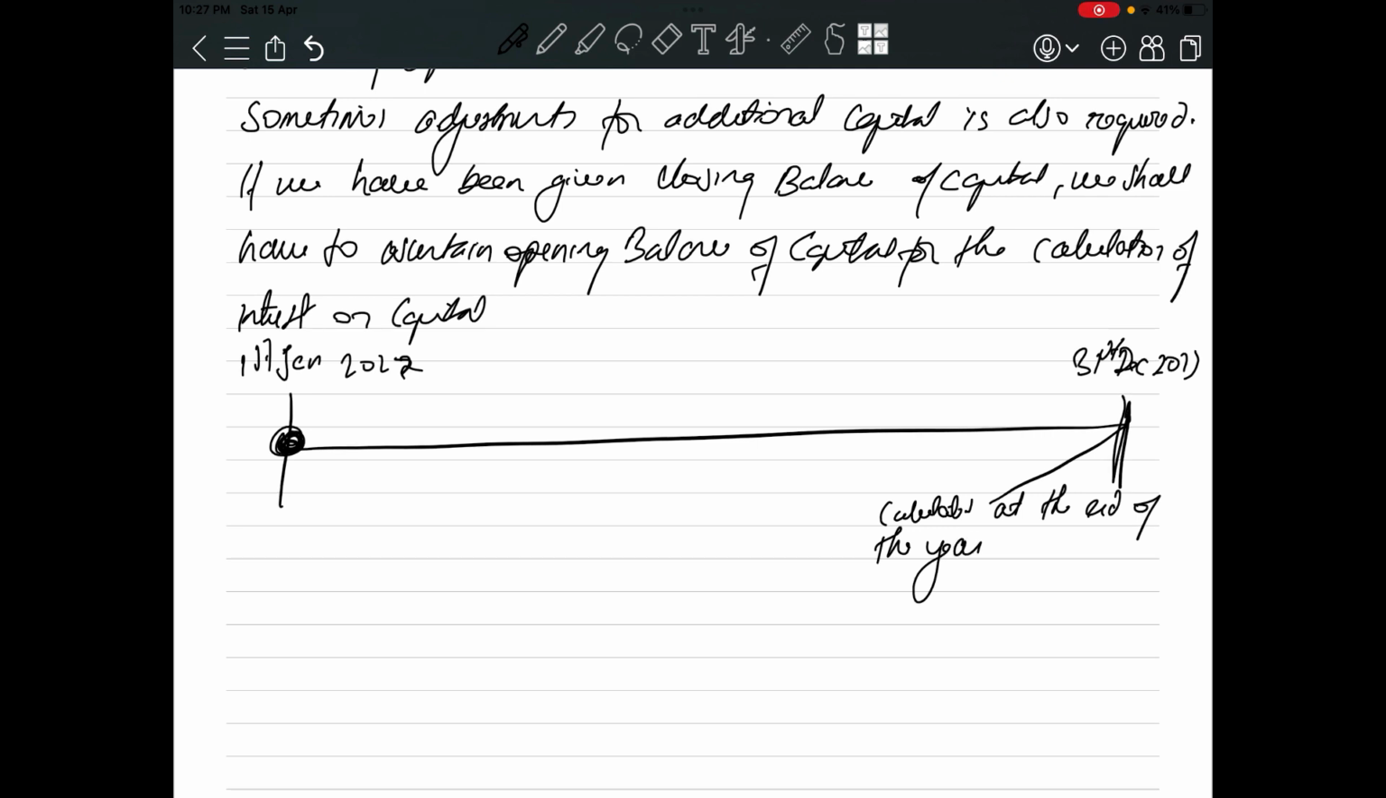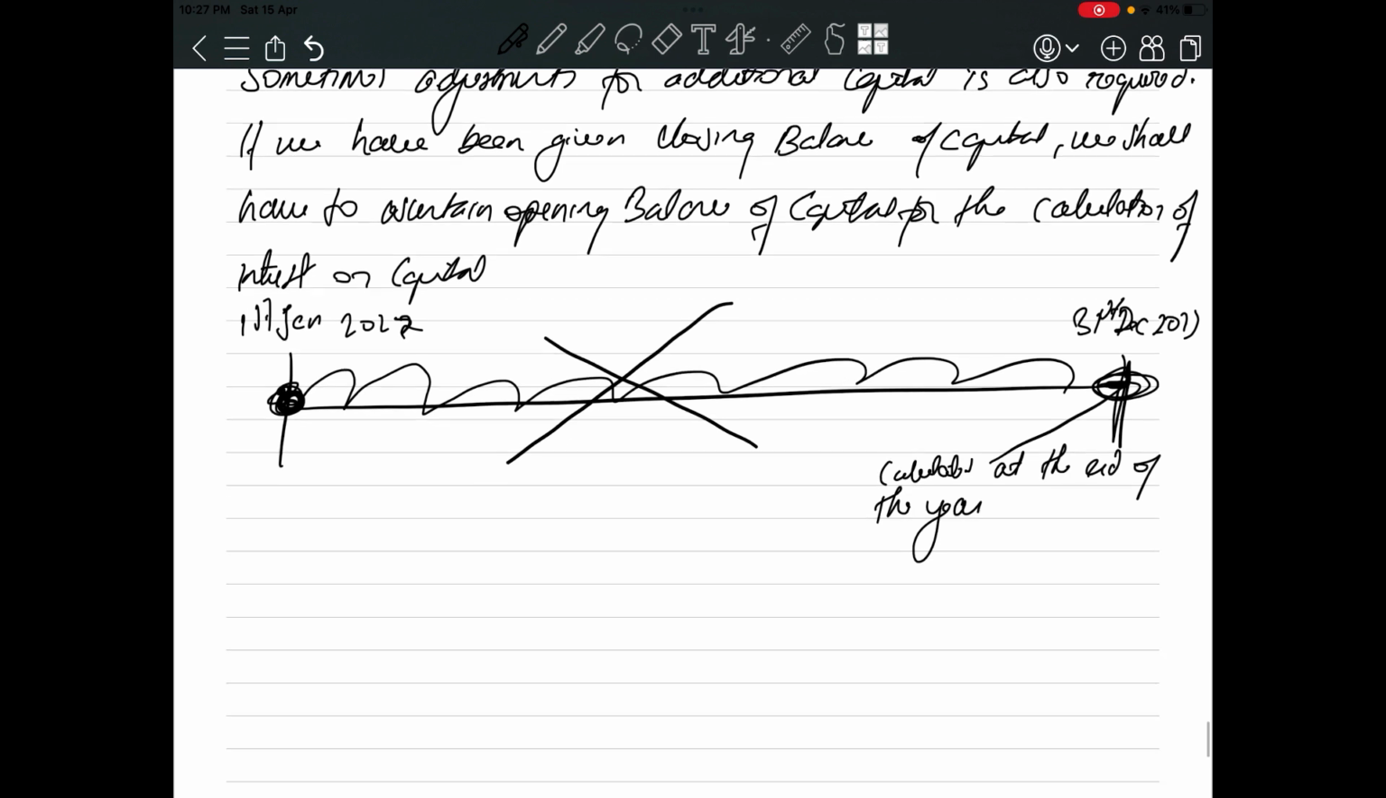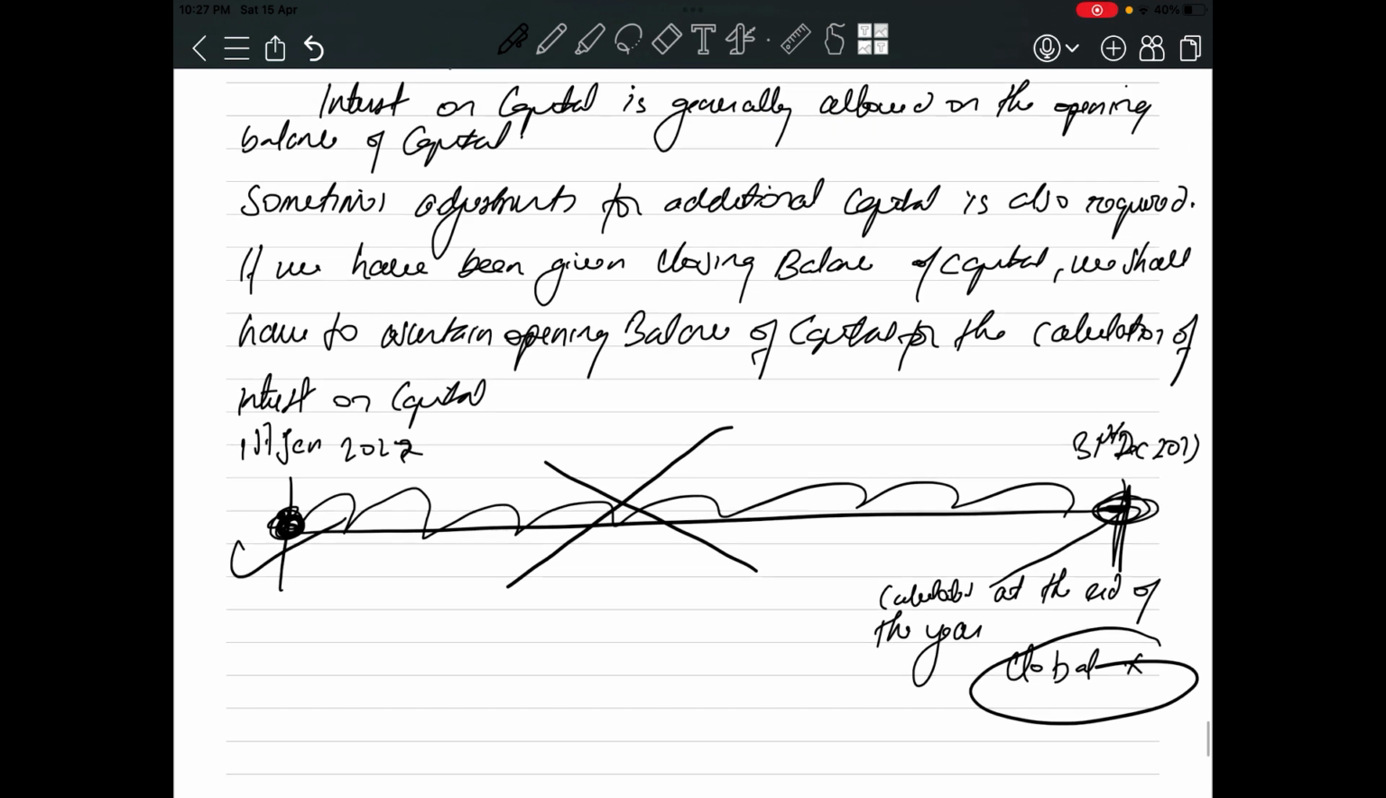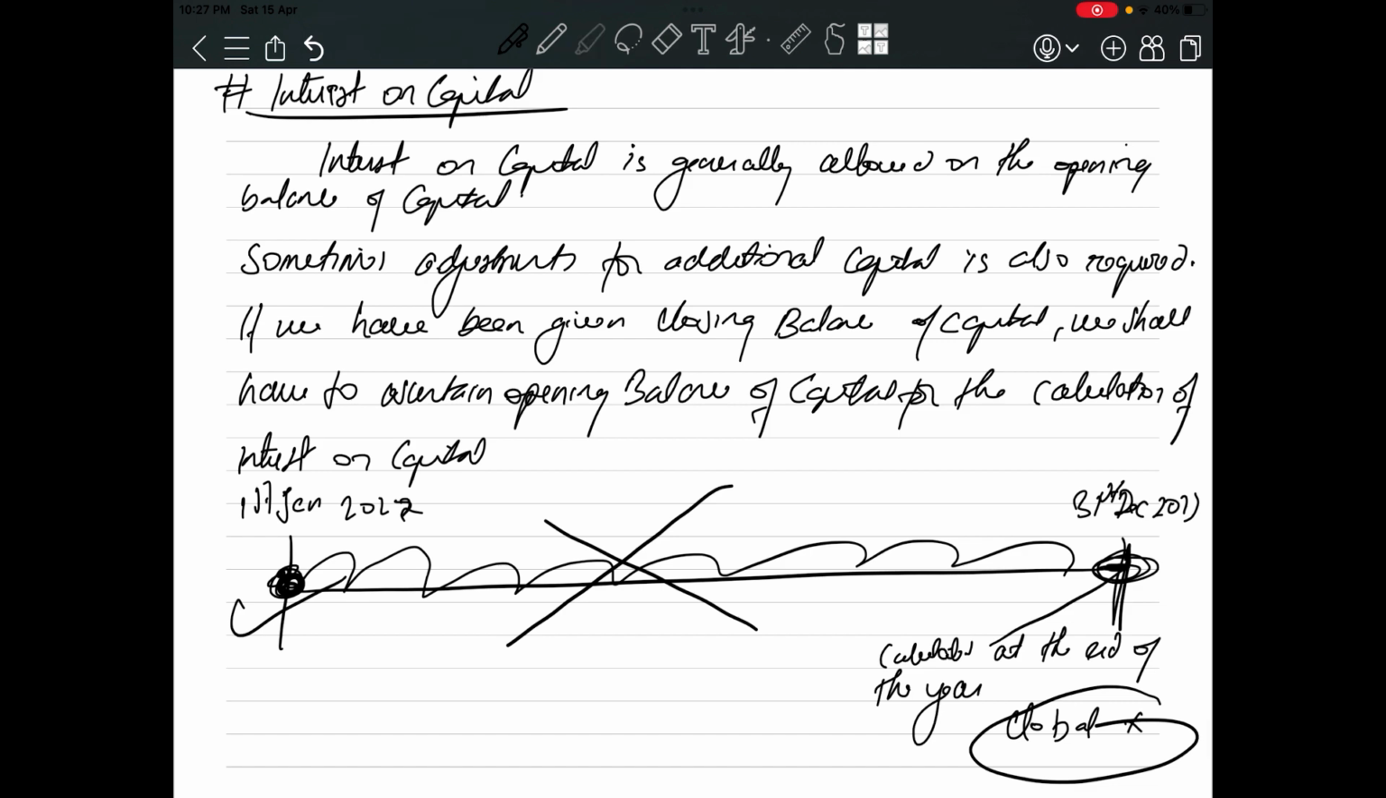Now for this we'll have to ascertain the capital at the beginning of the year. So no interest will be provided during this period. Interest will be calculated at the end of the year. Now if the question has given us the closing balance of capital, with this closing balance and other information, we'll have to find the opening balance. Then we'll be able to calculate interest on capital.